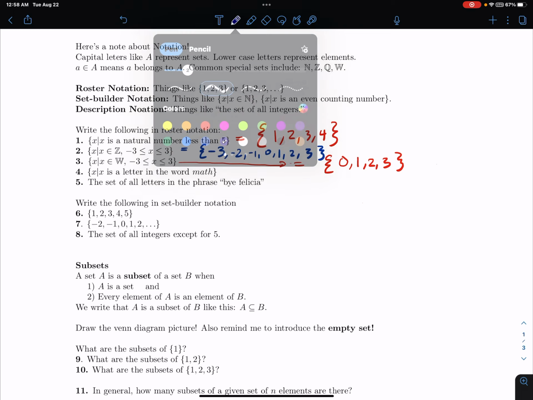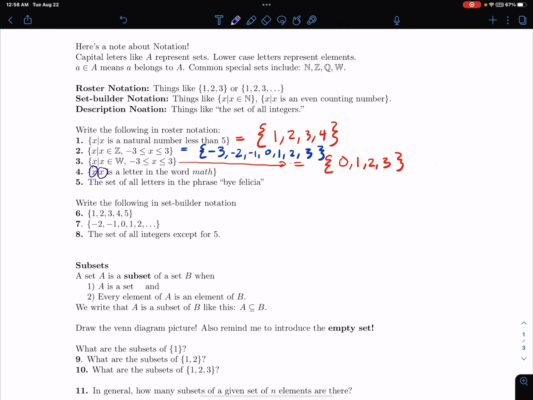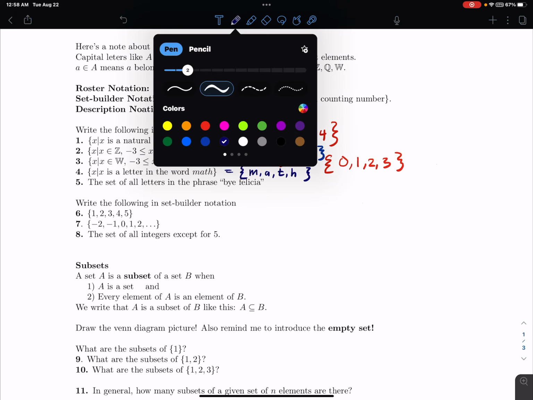Okay, next. All x such that x is a letter in the word math. So what are the letters in the word math? Again, start the set. And the letters are M, A, T, and H. That's the set. It's got 4 elements: the M, the A, the T, and the H. It's a 4-element set, and those letters are the elements.